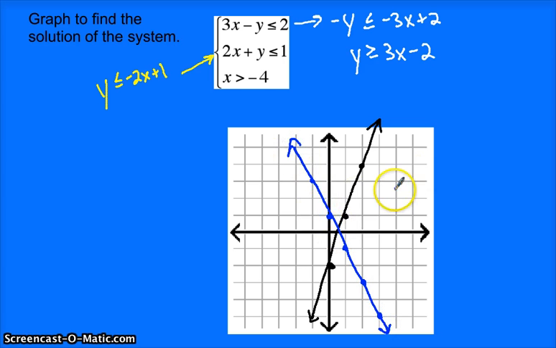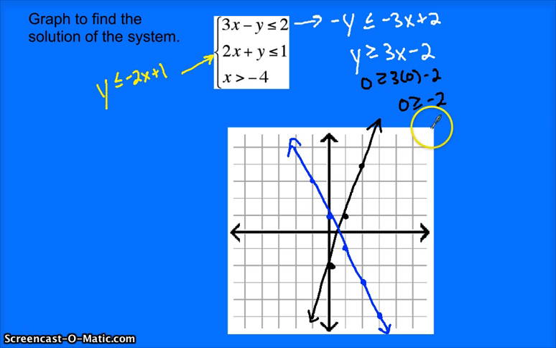At this point, we could start to decide whether or not we want to shade above or below our lines. Remember, we can check a point, so pick a random point like (0, 0) and plug it in: 0 greater than or equal to 3 times 0 minus 2. Is 0 greater than or equal to negative 2?